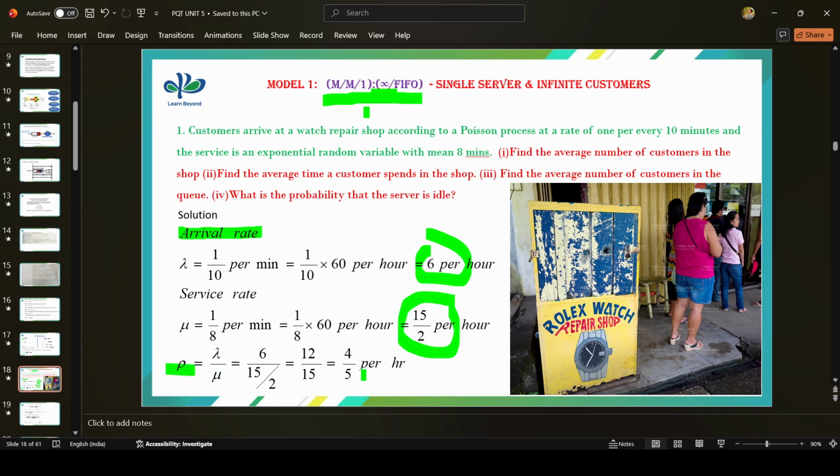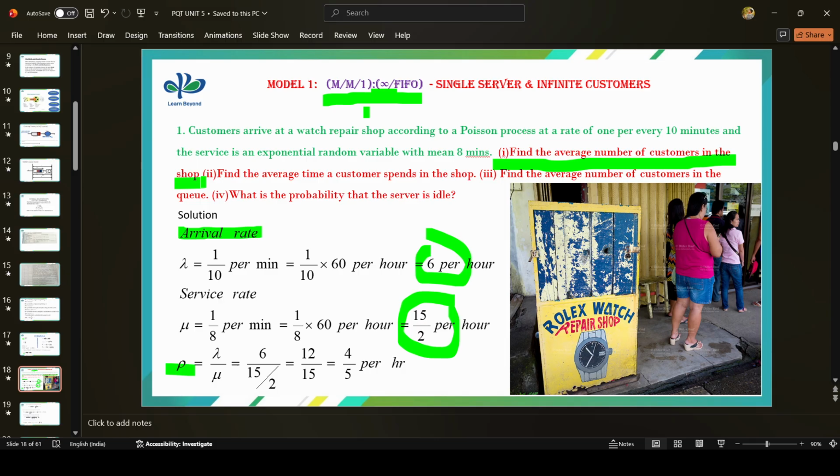Okay. So next we go back to your question. Whenever you are starting a problem, you must know your lambda, your mu and your rho. First you calculate them and keep them aside, then go back to the question. Find the average number of customers in the shop.